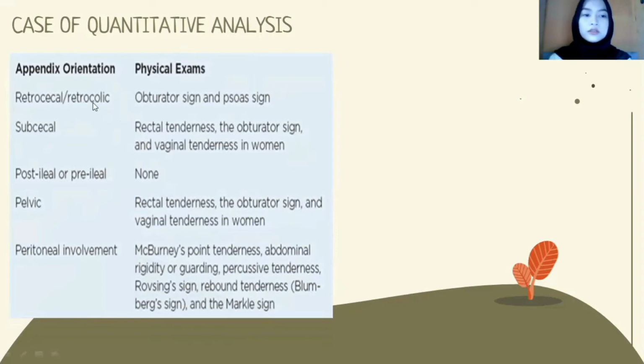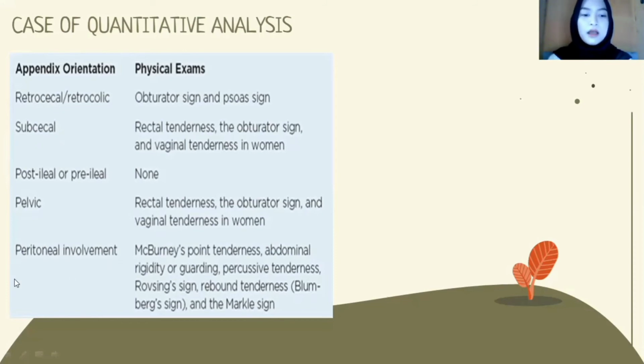Retrocecal or retrocolic: physical examination of the obturator sign and psoas sign. Subcecal: physical examination of rectal tenderness, the obturator sign, and vaginal tenderness in women. Post-ileal or pre-ileal: none. Pelvic: physical examination of rectal tenderness, the obturator sign, and vaginal tenderness in women.